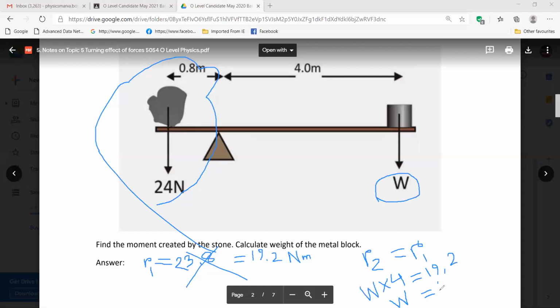4.8, right? Yes. And what should be the unit? Newton. Excellent. Weight is measured in Newtons. So this part is over, right?